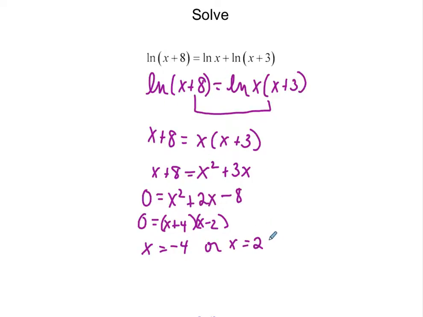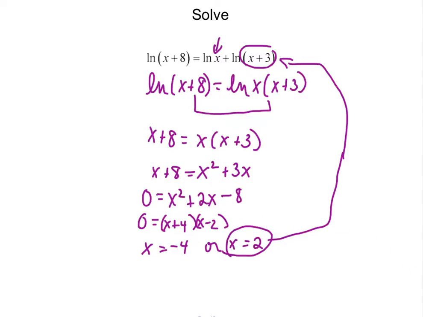We've got to go back and check these answers in our original equation to make sure it works. If I put -4 in here, that will not work. It gives me an extraneous solution because I cannot have a negative value inside a log. Same thing over here, that's a problem. So the only solution is x equals 2.